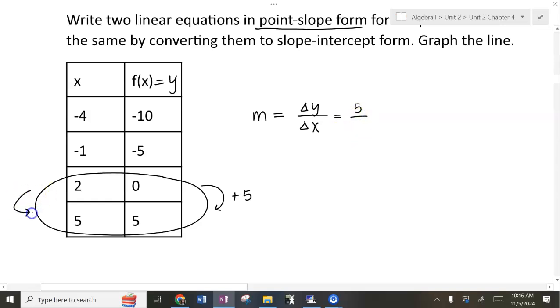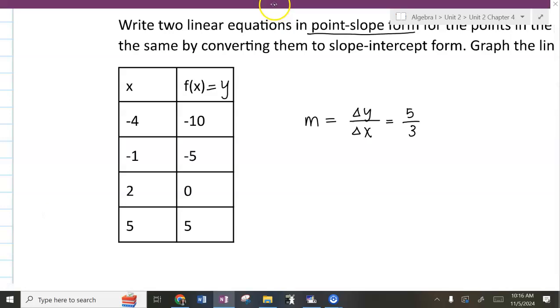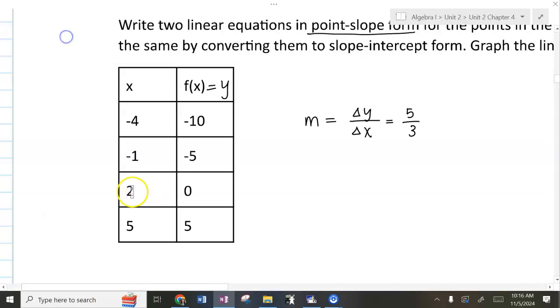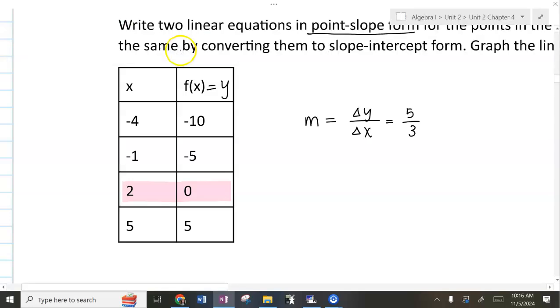Change in x, we're going up 3. We're adding 3. So our change in x is 3. 5 divided by 3 can't simplify down to an integer, and it doesn't reduce at all. So our slope is simply 5/3. Now, in order to write an equation, we can pick any point in the graph. So let's just say we wanted to pick this point, 2, 0. 2 is the x, 0 is the y.